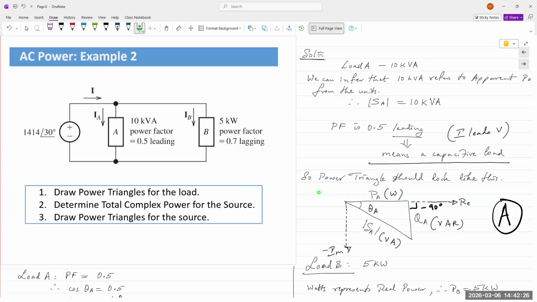Okay, so let's extract as much information as we can from the given problem. What's the first thing we notice? 10 kVA and then power factor leading. If power factor is leading, what kind of load is it?